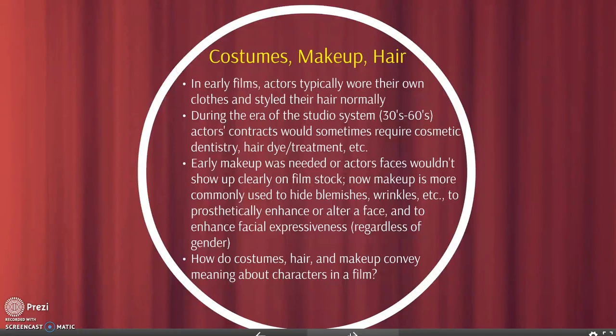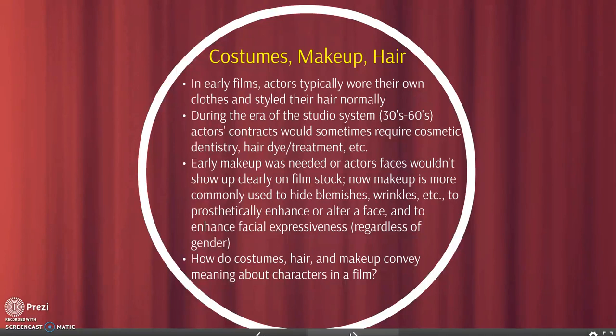A lot of times these contracts were also designed to whitewash actors and actresses that had non-white heritage. They were often required to dye their hair, lighten their skin, and to intentionally appear white to appeal to movie audiences. And now there aren't typically actor contracts that require this same level of cosmetic care and alteration in terms of what the studio requires.